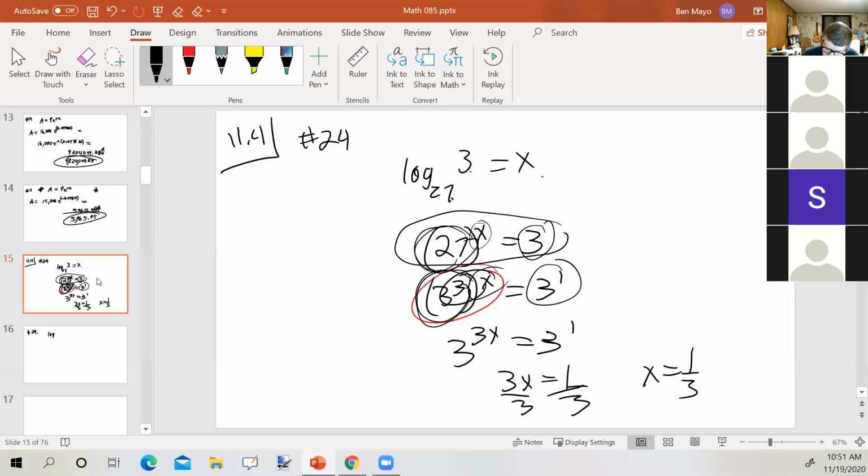But a power raised to a power, you multiply the exponents. So now I get 3 raised to the 3x power equals 3 to the 1 power. Since the bases are equal, the exponents are equal. From that, we get 3x equals 1, divide by 3, x equals 1/3.